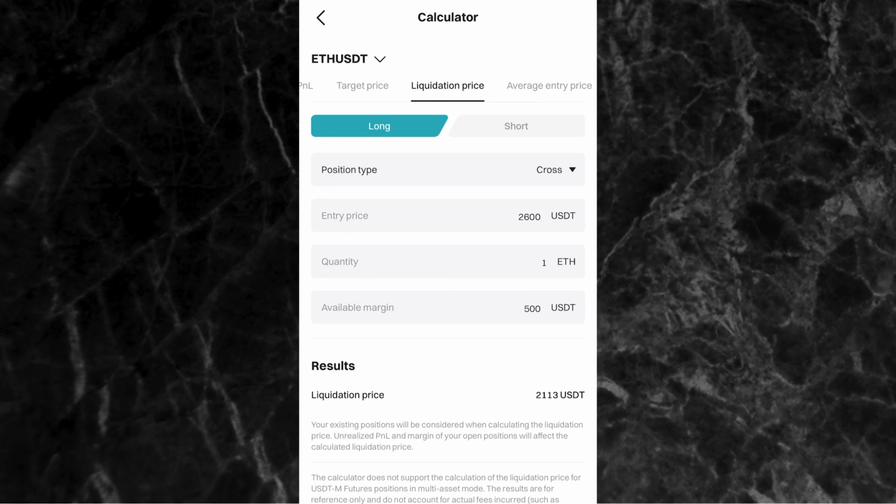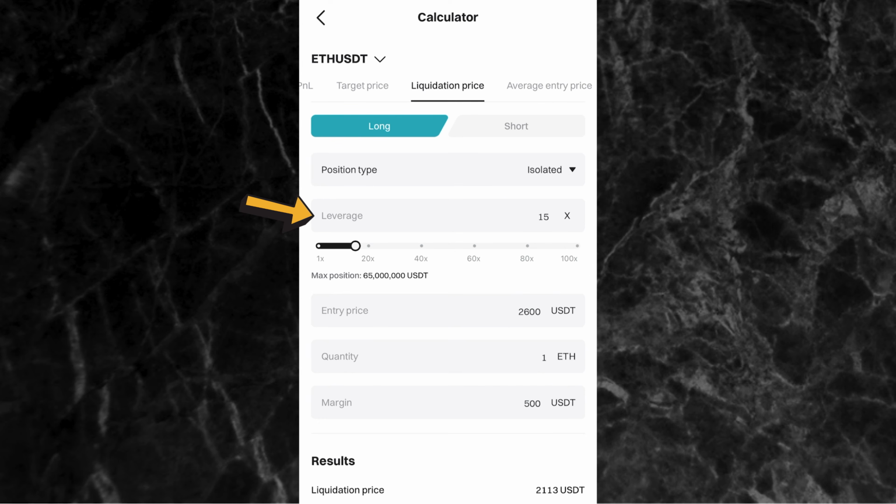That's the meaning. Now let's, for example, say you don't want to pick cross, you want to pick isolated. Let's look at what it will give us. So just come to this drop down arrow and pick isolated. And then for this one, you'll be asked to select your leverage. For the cross margin, you won't be asked to select a leverage. So for this, let's leave it at 15x leverage. And then let's leave the entry price as 2,600 and let's leave the quantity as 1. And let's also leave the margin as $500.